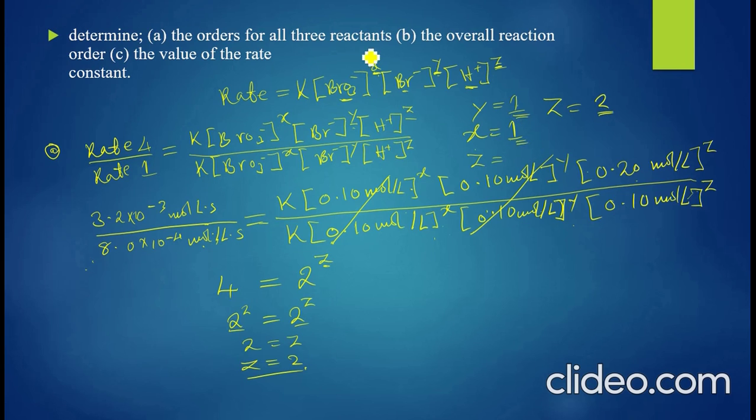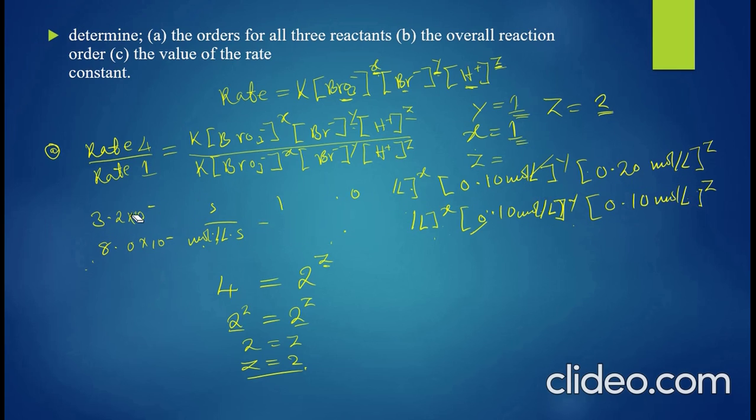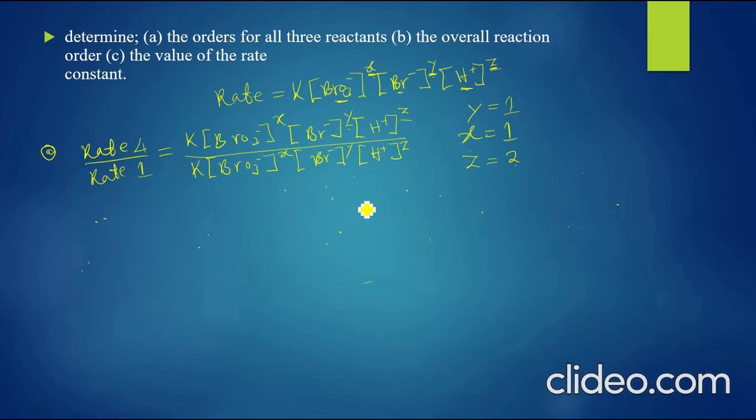So we have now determined the orders for all the 3 reactants. For the first reactant here, the bromate is 1. And then for bromide is 1 also. And then the order for hydrogen ion is z, which we have determined. Now the other question is asking us to determine the overall reaction order. Now we have determined the orders for all the three reactants. We started with the order for X, and then we determined the order for Y, and for Z.